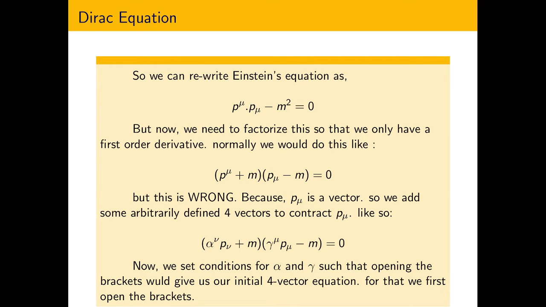So what we do is we contract the four momentum vector p subscript mu like so, using arbitrarily defined four vectors, which are alpha and gamma. Contracting just means we are multiplying this with two vectors so that these become a scalar, that's all, so that we can subtract it or add it with a scalar. Now we are going to set special conditions for alpha and gamma, so that when you open the brackets of this equation, you get the original equation. That way we know that this form of factoring is correct. Okay, next slide, please.